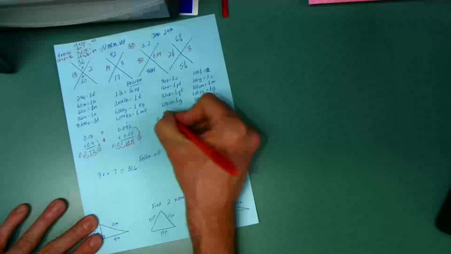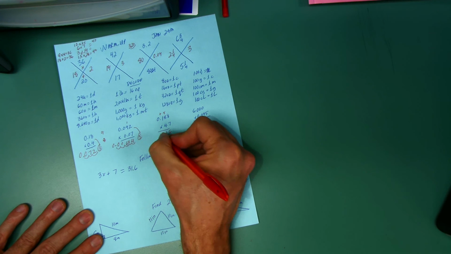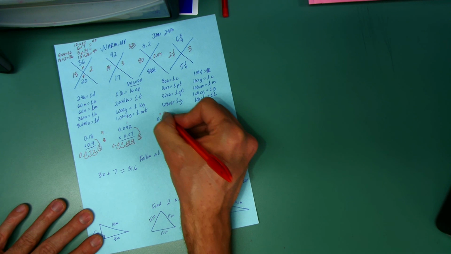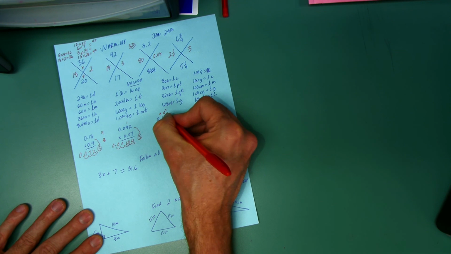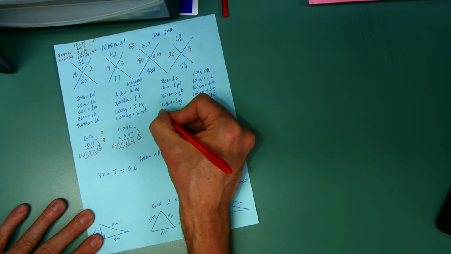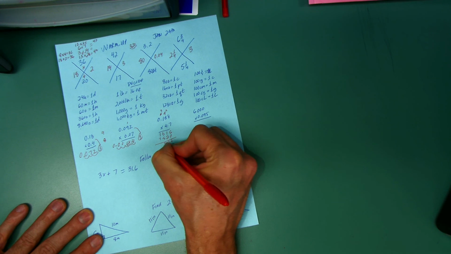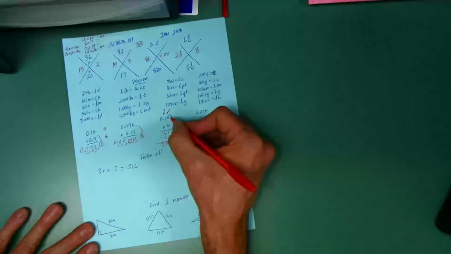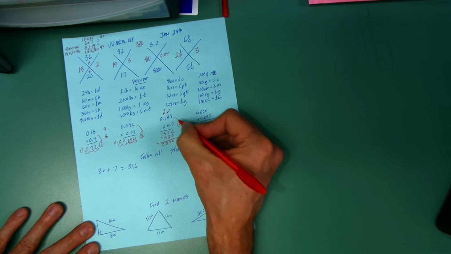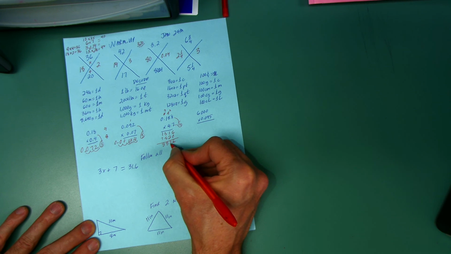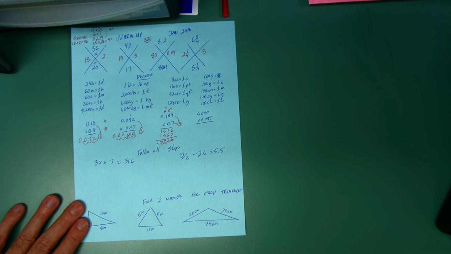7 times 8 is 56. Carry the 5. 56 and 5 more is 61. Carry the 6. 7 and 6 is 13. Put a placeholder. Cross those out so you don't get confused. 4 times 8 is 32, carry the 3, and 32 plus 3 is 35, carry the 3, and 4 and 3 is 7. But these weren't really 47 and 188. So I had to move it over 3 spots here and 1 spot there. So I have to go back 4 spots in my answer. 0.8836 is my answer. Okay?